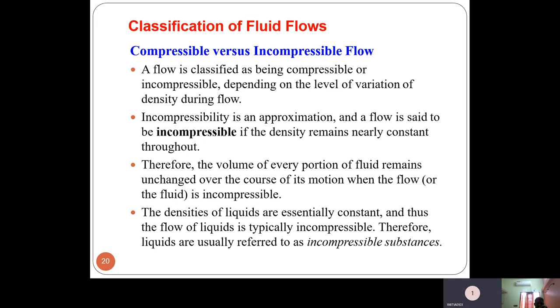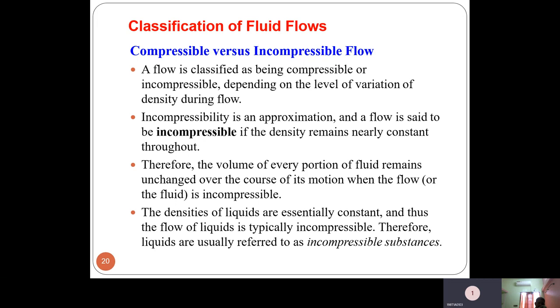Incompressibility is an approximation, and a flow is said to be incompressible if the density remains constant throughout the flow. Understand? If the density is constant in a fluid flow, then that fluid flow is called an incompressible fluid flow. Therefore, the volume of every portion of fluid remains constant over the course of the flow. The densities of liquids are essentially constant, and the flow of liquids is typically incompressible. Therefore, liquids are usually referred to as incompressible substances.